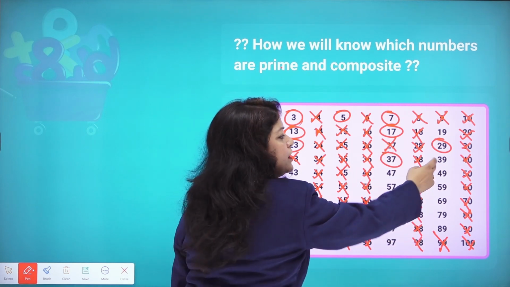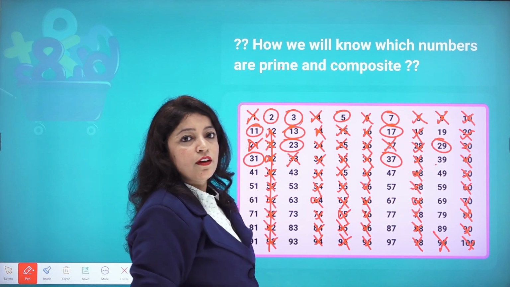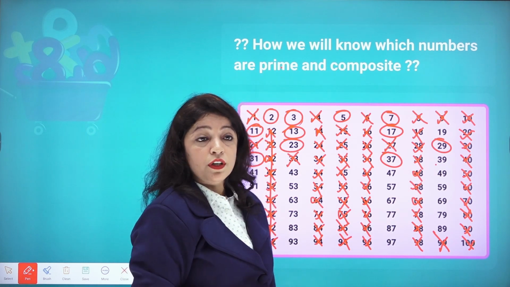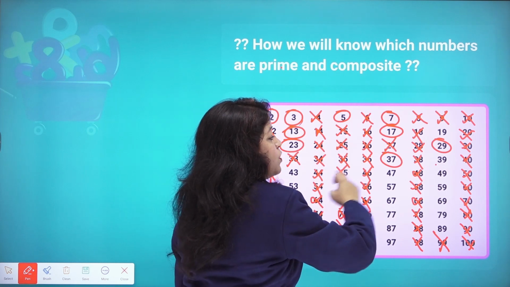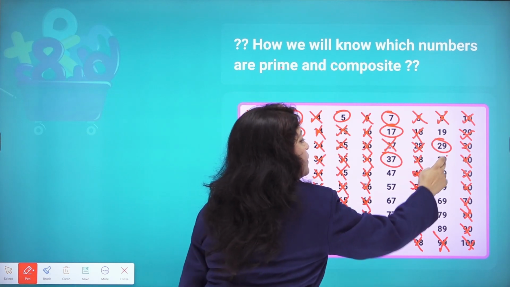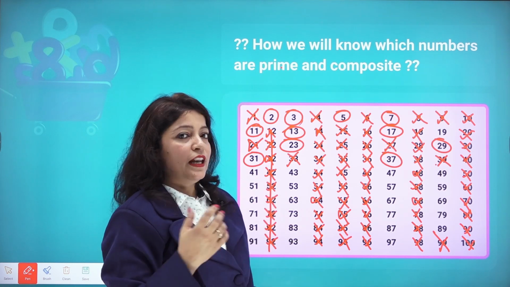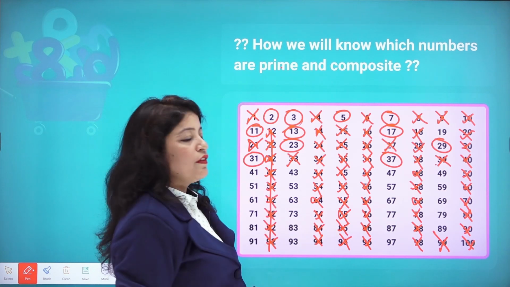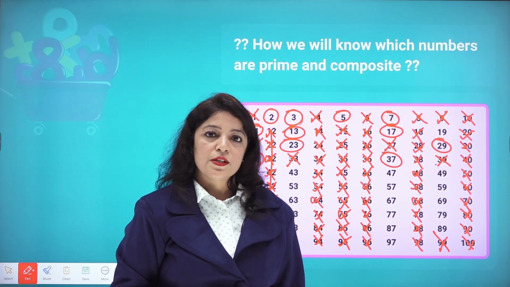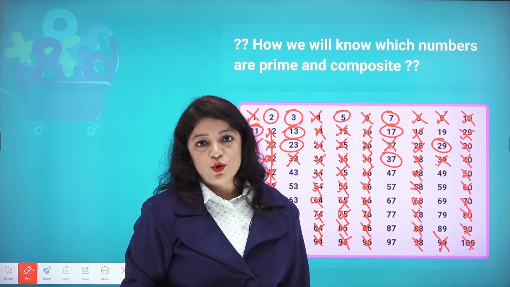Will 39 be there or would it have been crossed? We know it is a multiple of 3. So when we were crossing all the multiples of 3, we should have crossed 39 also. I skipped it and left it for you to do. In this way, we will encircle all the prime numbers here and cross out all the multiples of those numbers.